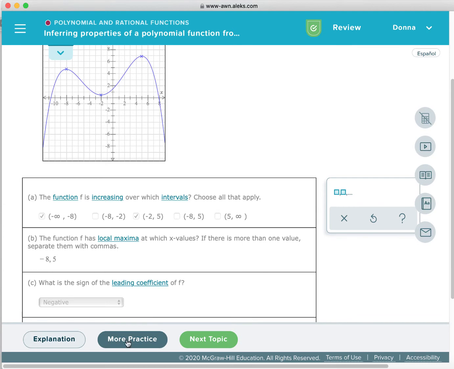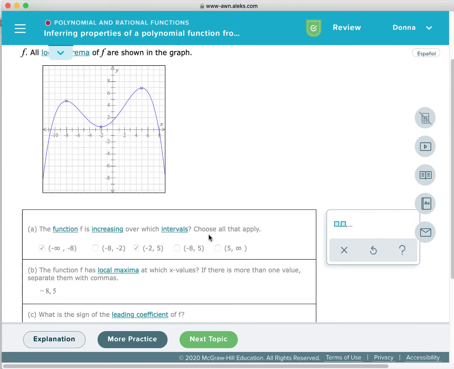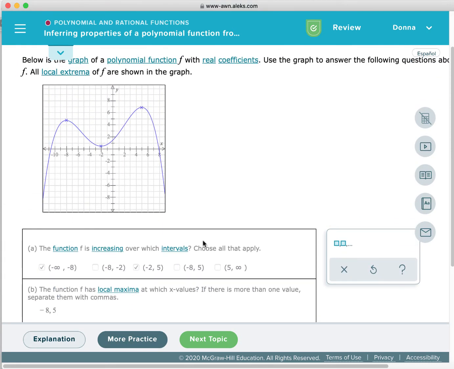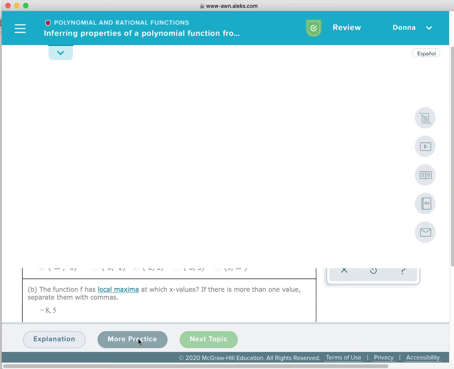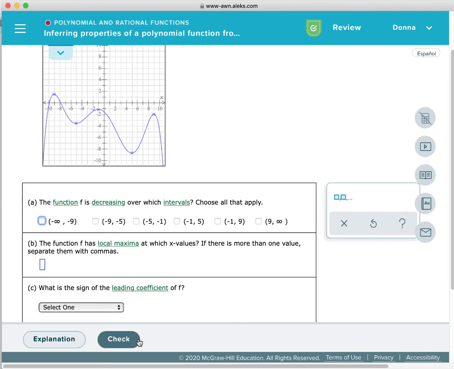So let's check to make sure we're on the right track. Hot diggity dog we are. Let's go ahead and hit more practice. By the way, the fact that the polynomial has to have a degree at least 1 more than the number of extrema, that's something we prove in calculus.